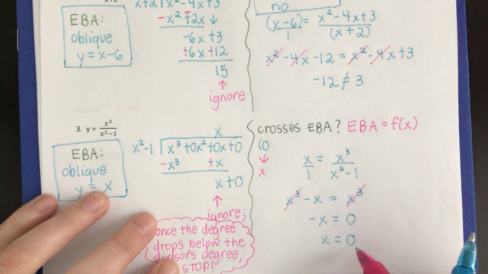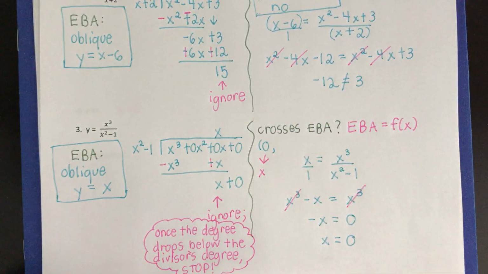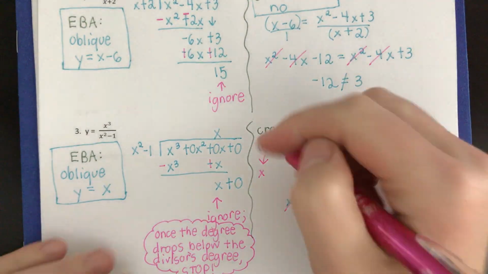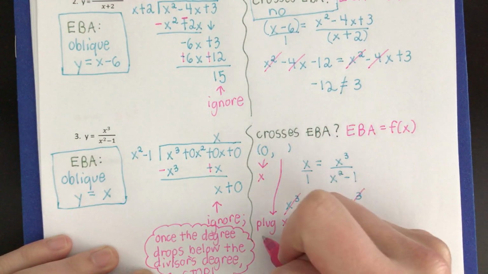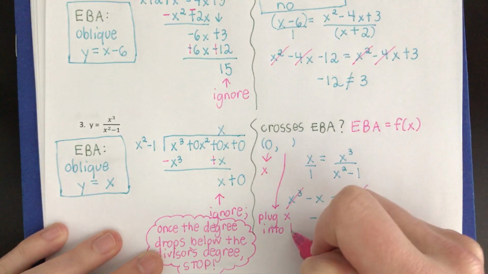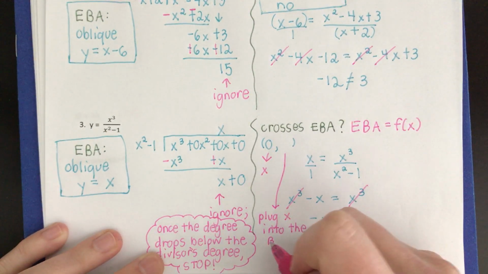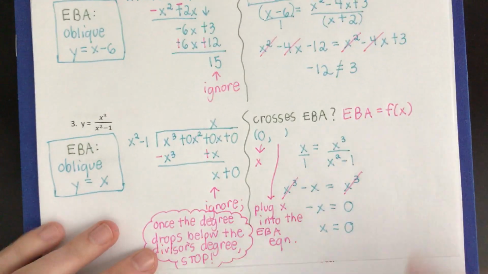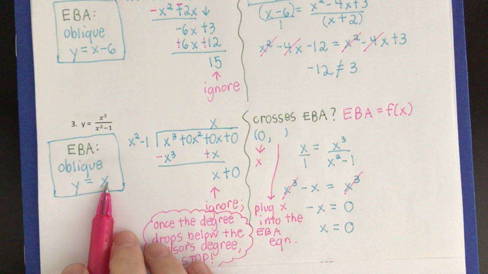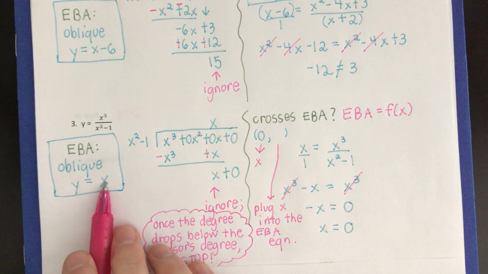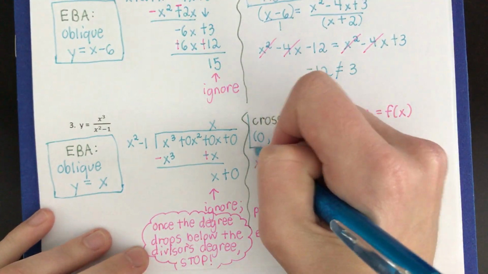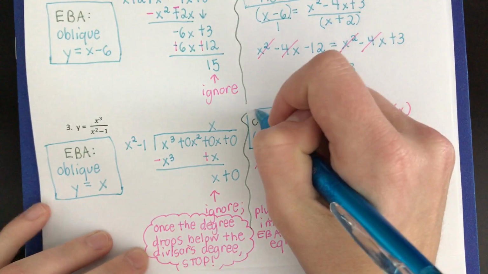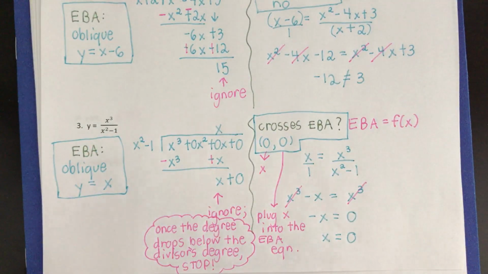Okay, we got that from over here. And then the y value comes from plugging x into the EBA equation. Okay, so if I plug x into the EBA equation, y equals x, of course my output is going to be 0. So 0, 0, the origin is the point where this graph crosses through its oblique asymptote.